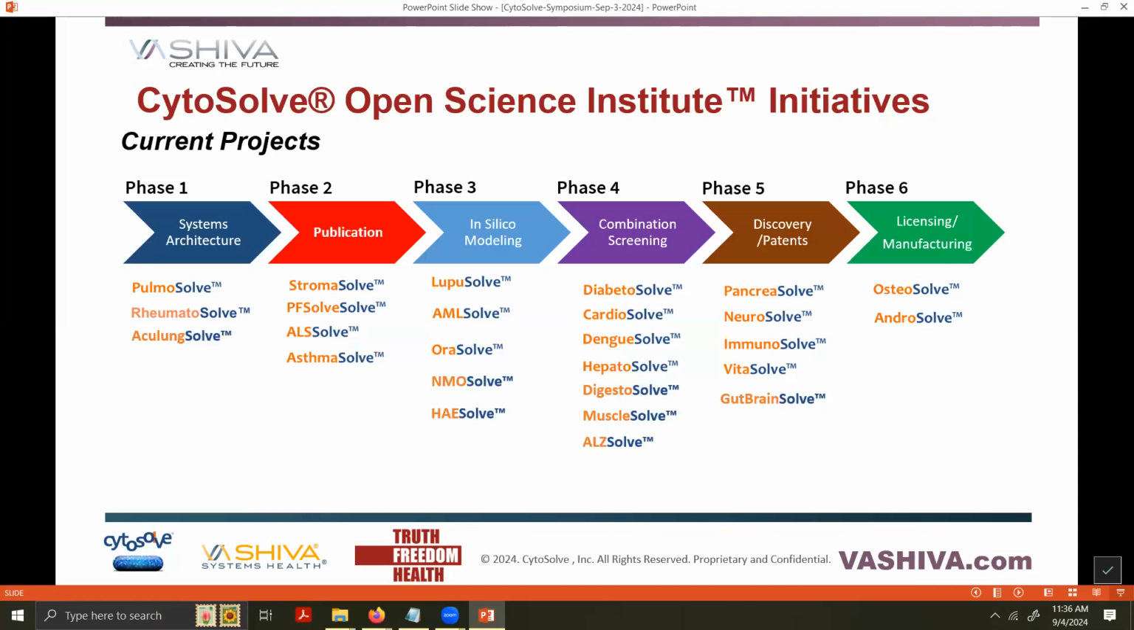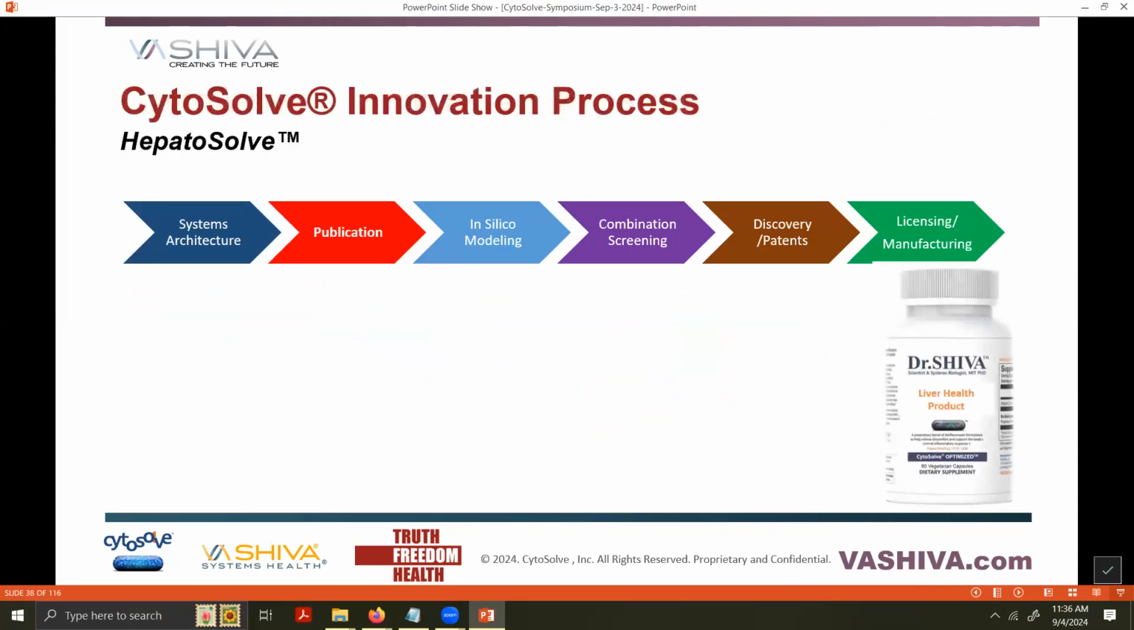Next. As an example, when you look at HepatoSolve, hepato obviously means liver. We're looking at creating a product to support liver health, and we'll tell you where we're at with that. Next. Right now we're in the combination screening phase. We've done the architecture, we've done the publication, we've done the modeling. And again, all of this is funded by people, for people. We have a couple more phases to go to actually create a product for liver health.